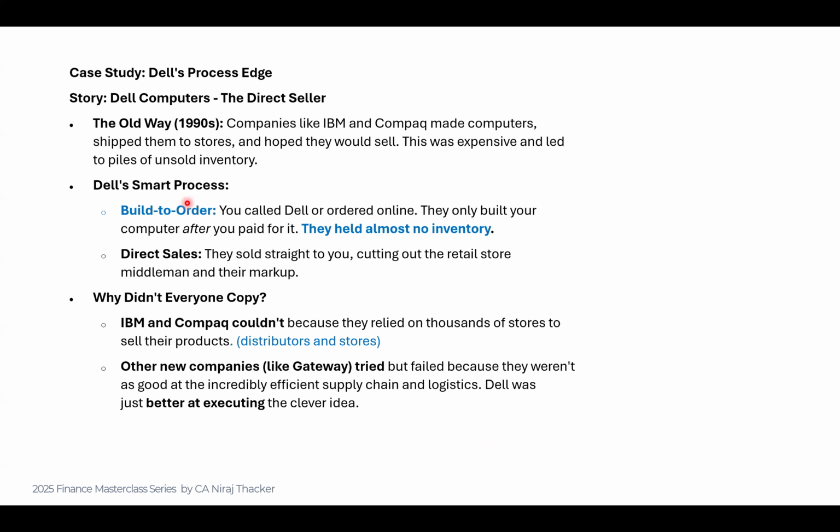Same thing with Dell, a very, very interesting case study, built to order, whereas others, IBM and Compaq, were going through distributors and stores. Stock is there with the distributor. Working capital is stuck. But what Dell did, very smart thing: they took the order online from the customer and only then created the inventory. So there is almost no inventory because everything is built to order, correct? And direct sales to the customer. So again, cost effective. There is no middleman. There is no markup, retail store or anything like that. So still, this is a very big, beautiful example, Dell.